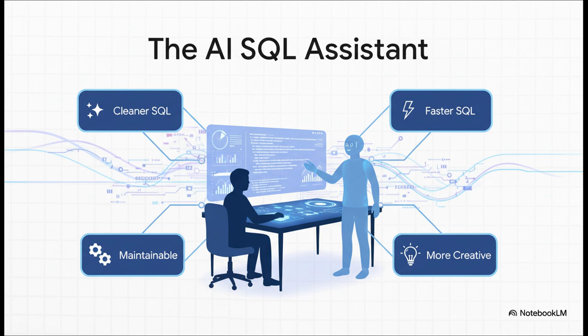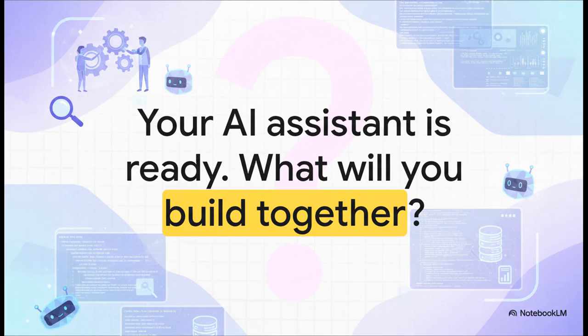As you've just seen, it consistently writes cleaner SQL, faster SQL, and way more maintainable code. When you start using AI as your collaborator, you're going to work faster, you're going to learn best practices just by watching what it does, and ultimately, you're just going to become a better, more effective data professional. At the end of the day, this isn't really about who's better, human or machine. It's about what becomes possible when you pair human creativity and business sense with the AI's incredible speed and precision. Your AI assistant is ready to go. So the only real question left is, what are you going to build together?